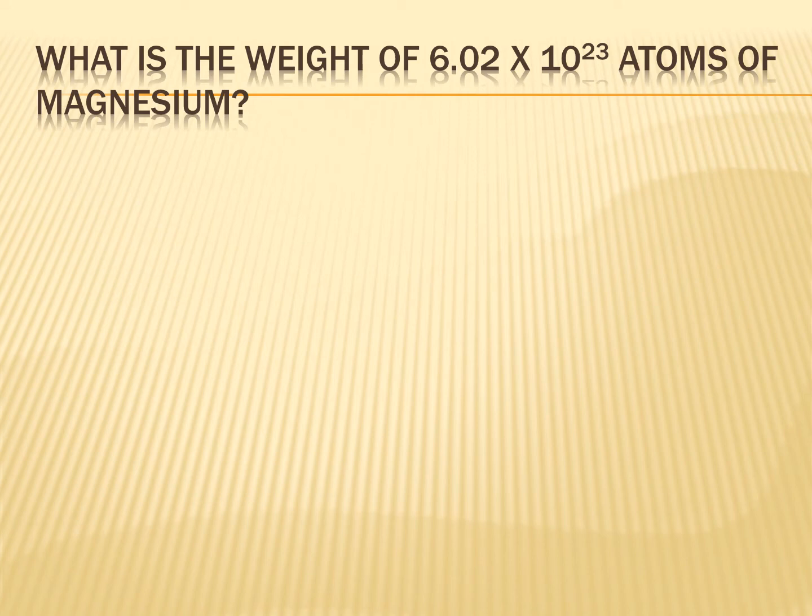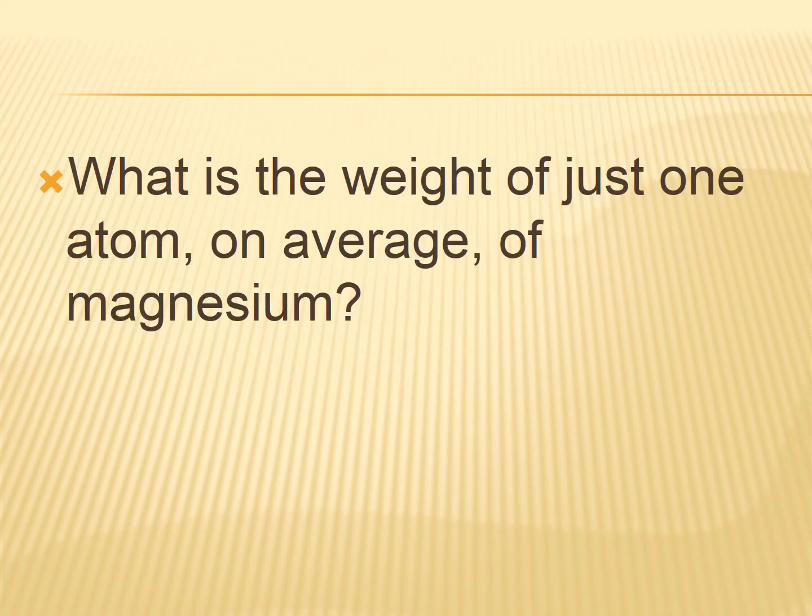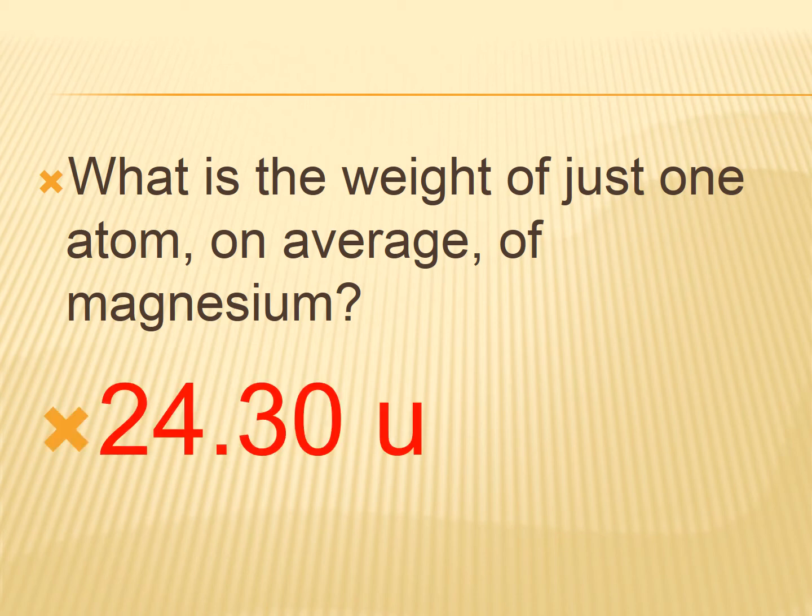What is the weight of a mole of atoms of magnesium? Again, it's asking about a mole, 6.02 times 10 to the 23rd. We're going to use grams. It's talking about the molar mass of magnesium, 24.30 grams. All right, what if it wants just the weight of one atom of magnesium? Same number, but you have to change the units. 24.30 u.